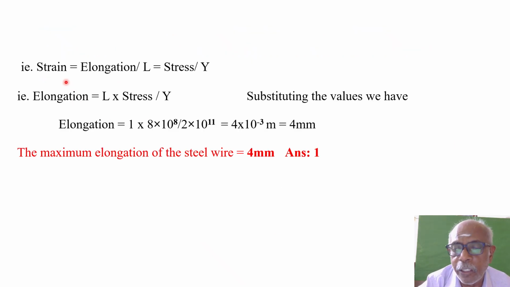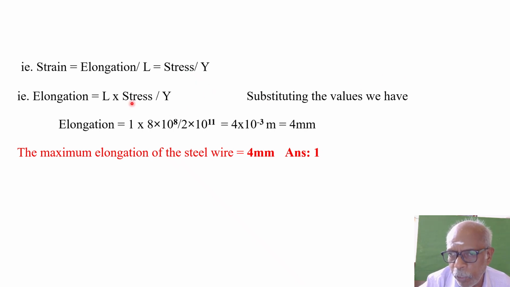So what is the formula for strain? Increase in length by original length. Increase in length is nothing but the elongation. So elongation divided by original length L is equal to stress divided by Y. So strain is equal to stress by Y, where Y is Young's modulus. Bringing L to the other side, elongation is equal to L into stress divided by Y.